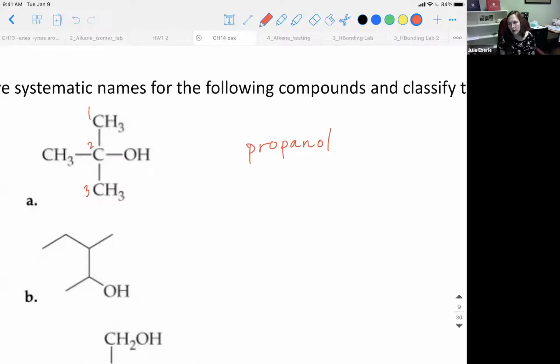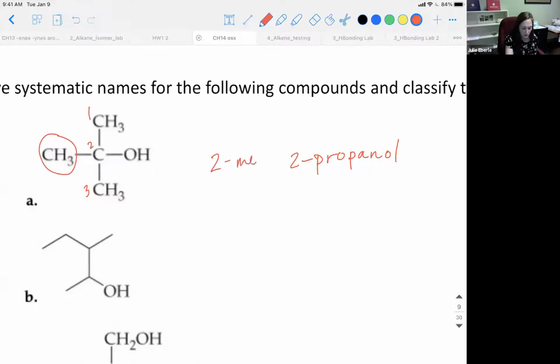But we got to tell everybody where the OH group is bonded to. It is bonded to the 2nd carbon. So I'm going to scoot propanol over. So this is 2-propanol, but we're not done, are we? We have this methyl substituent branched off, also carbon 2. So this is 2-methyl, 2-propanol.